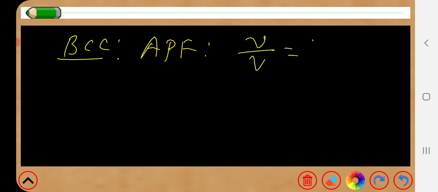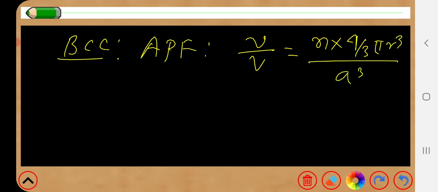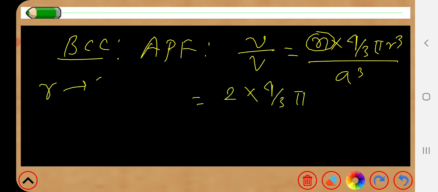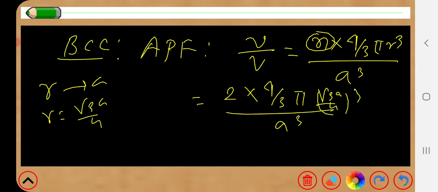Okay, so let's move to the BCC structure. BCC structure में क्या होगा? Atomic packing fraction simply small v by capital V, it is n into 4/3 pi r cube divided by a cube. n क्या होता है? Number of atoms per unit cell for BCC, it is 2. So it is 2 into 4/3 pi. Again r के साथ a का रिलेशन क्या है? r is equal to root 3a/4. So you will use root 3a/4 whole cube divided by a cube. काटापिटी करो or you will get near about 0.68 or in percentage 68%. So 68% space is covered in BCC structure.